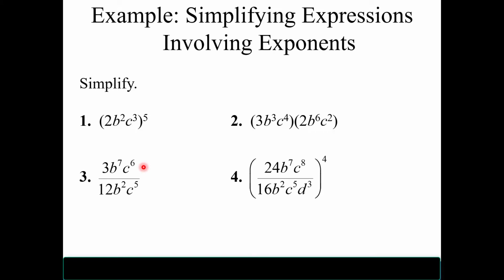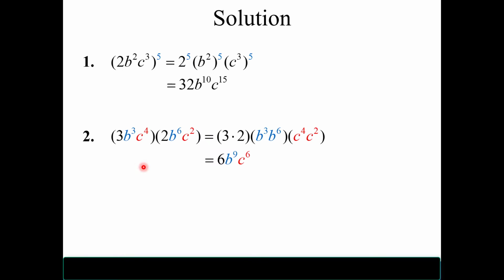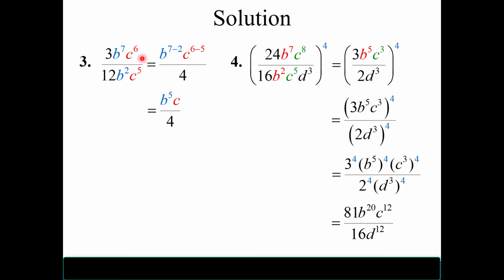Okay, so we end up with something that looks like this guy. So the 3 and the 12 reduced to give you a 4 down in the denominator. And then the b's were brought together as b to the 7 minus 2 to just give you b to the 5th power up in the numerator. And then the c's, we had c to the 6th divided by c to the fifth, so we subtract the exponents, and so we end up with just c.